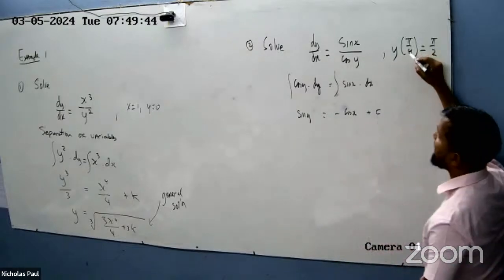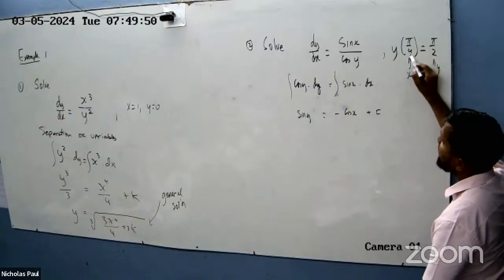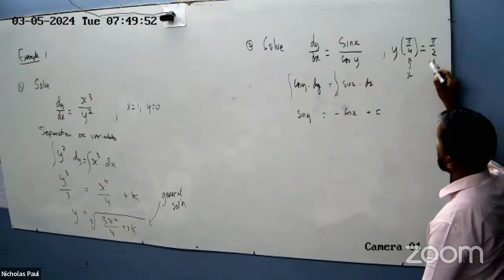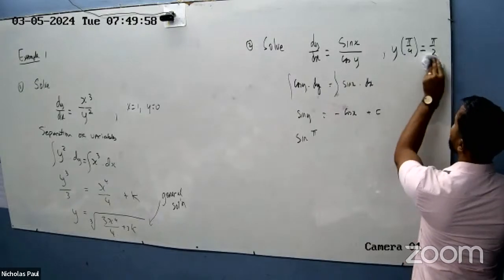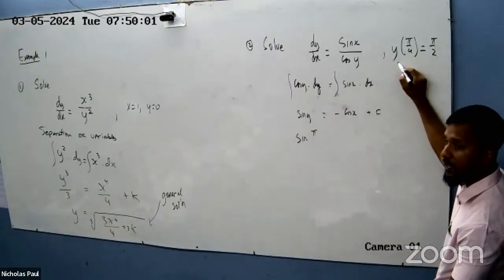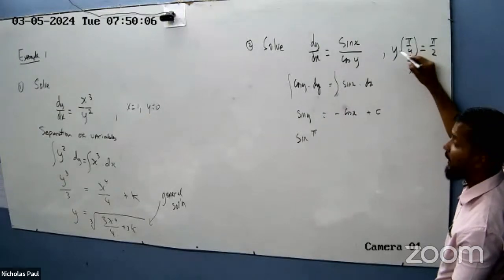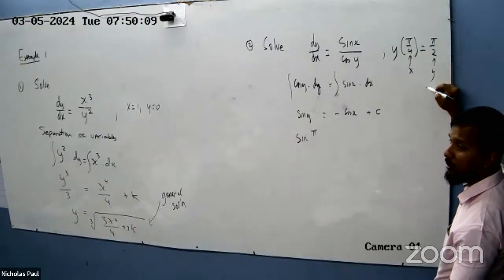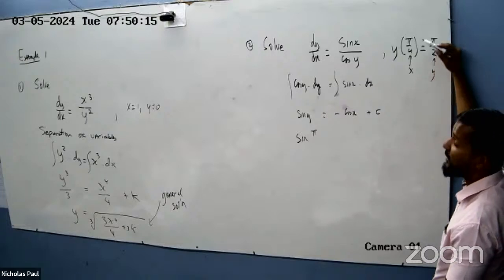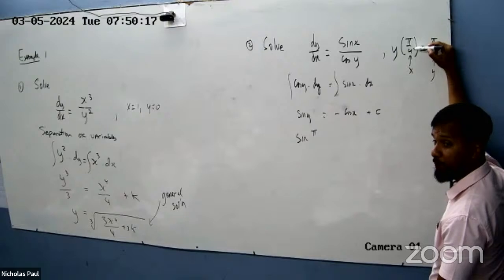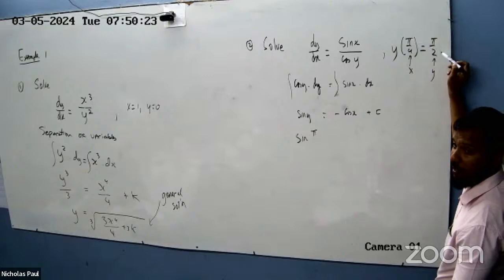So what it's saying is that when I put pi on 4 into y, that's the x value, and that's the corresponding y value. If I have a function in terms of y, and I substitute this x value here into y, I'll get this value. So there's the x and there's the y value. If I substitute pi on 4 into y, I will get pi on 2.